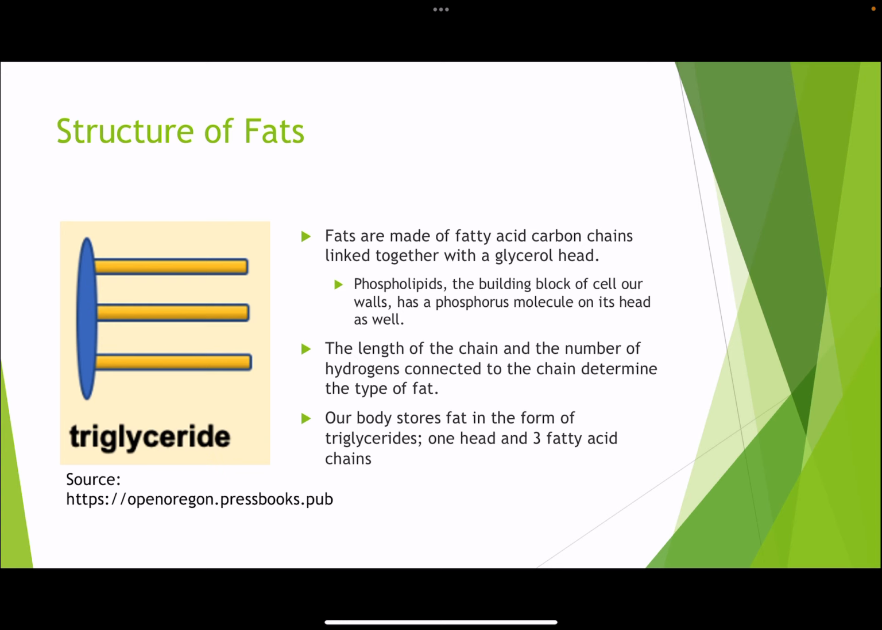The length of the fatty acid carbon chain helps to determine what type of fatty acid it is, as well as how many hydrogens are connected to this chain. Our bodies store fat in the form of these triglycerides, which have one head and 3 fatty acid chains.